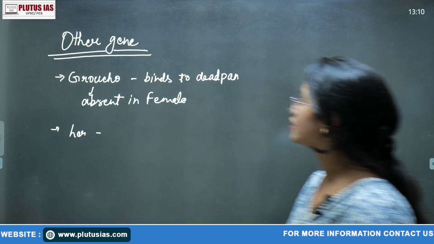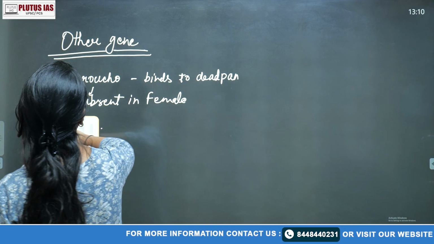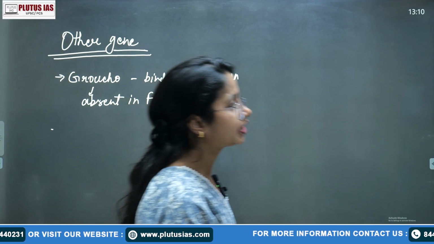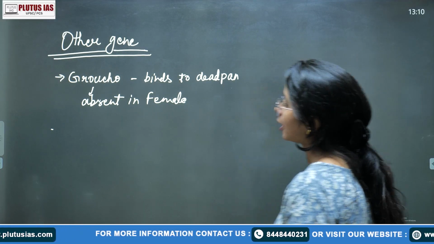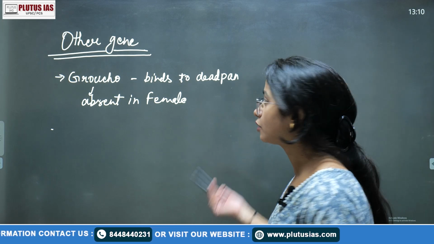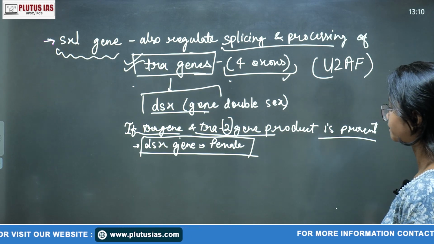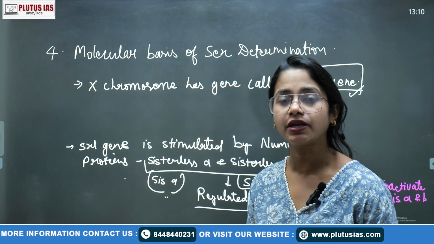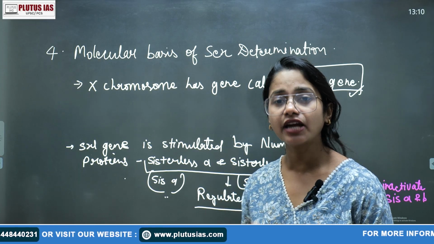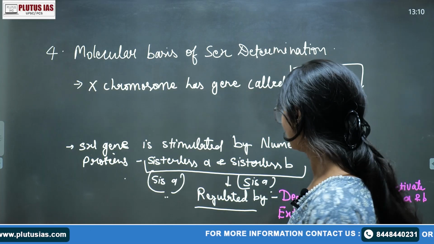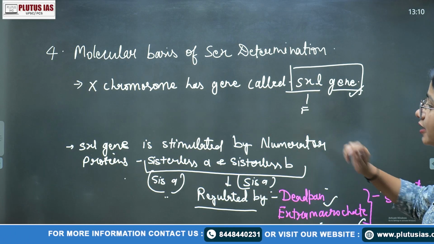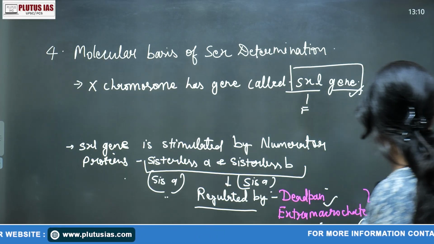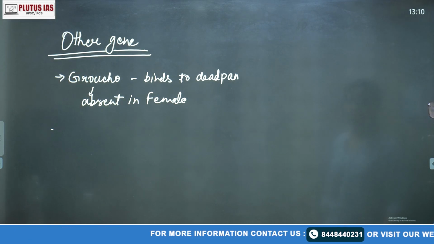Then there are some other genes. One of them is Groucho. What does Groucho do? It binds to deadpan. What was deadpan doing? Deadpan and macrochaete are regulating factors here for the SXL gene. With the help of cis A and cis B, deadpan and macrochaete inactivate cis A and cis B. If they are inactivating, then the stimulation of the SXL gene will be inhibited. So Groucho gene is also one of those.